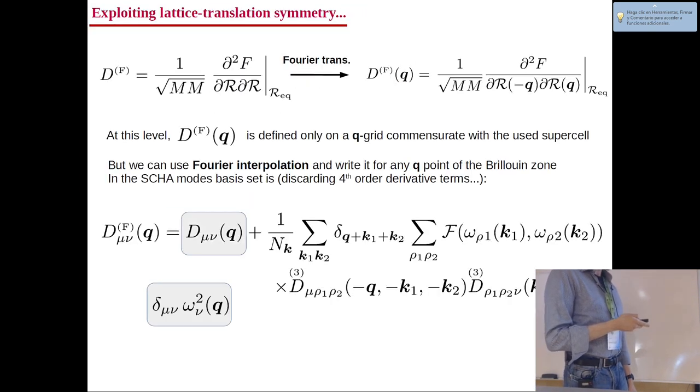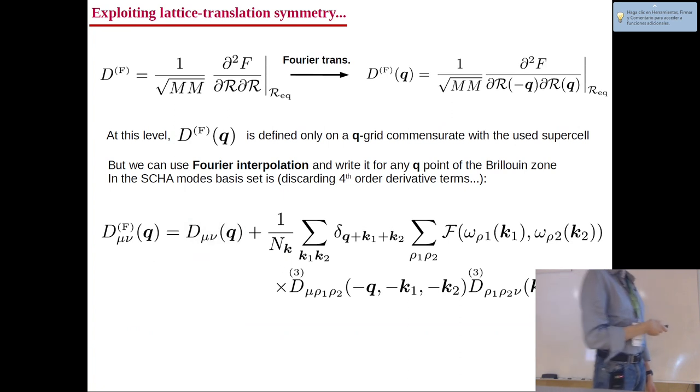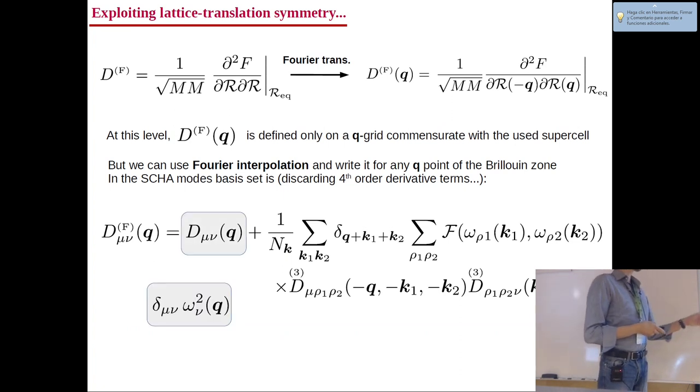So, by the way, this is the formula for the Fourier interpolation of this object. So, this is the SHA dynamical matrix. And since I'm using a SHA mode basis set, essentially this is a diagonal object. On the diagonal, we have the square frequencies.